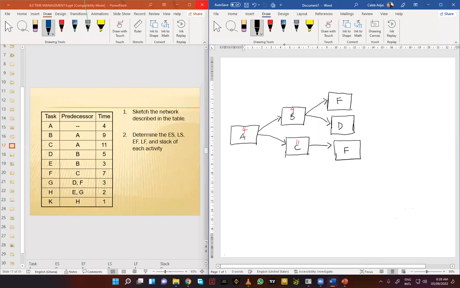Let me put E here. So the time estimation for E is 3. Activity D is 5. So we have the next one, activity G, which is coming out of D and F. There's going to be a merge. So this is activity G. So F is 7, G is 3.